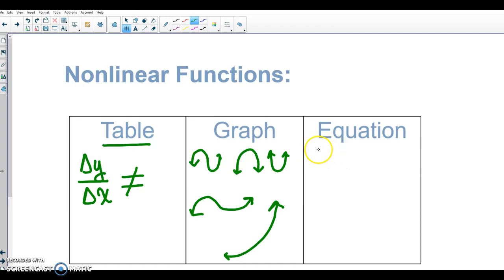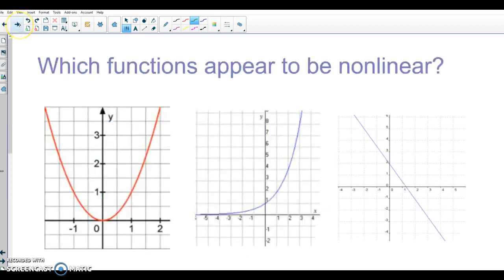Then from an equation, they would have exponents with their variables. So you might have y equals x squared, and that makes it nonlinear. Or maybe you have y equals 4 to the x. That makes it nonlinear. So any exponent that's a variable, or any variables that have exponents, would make the equation nonlinear.